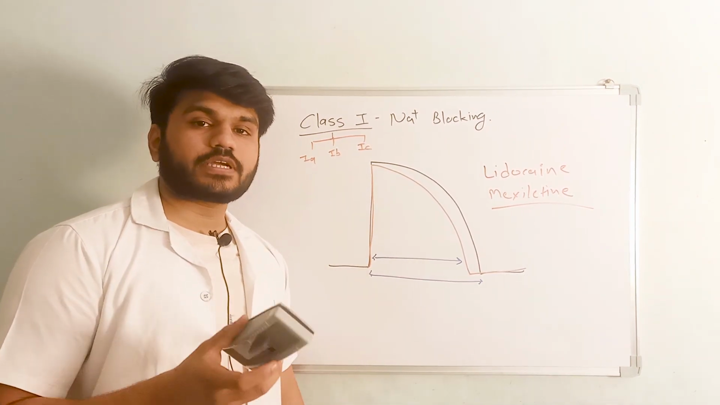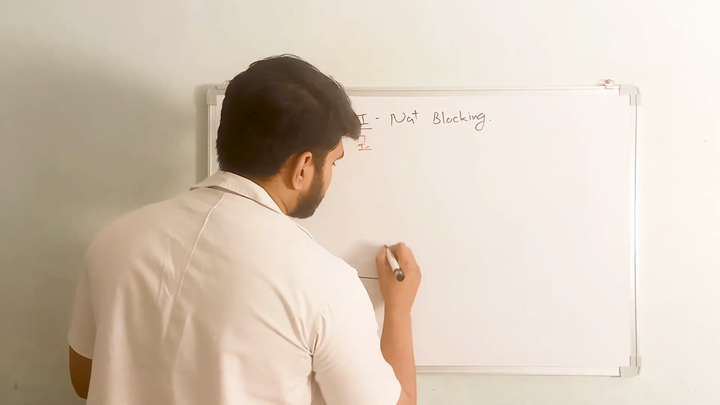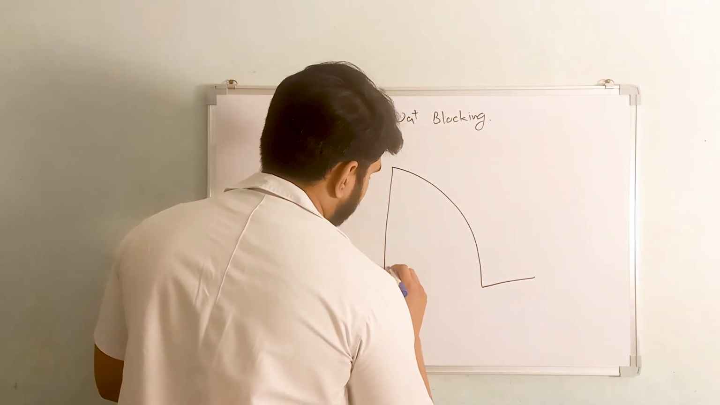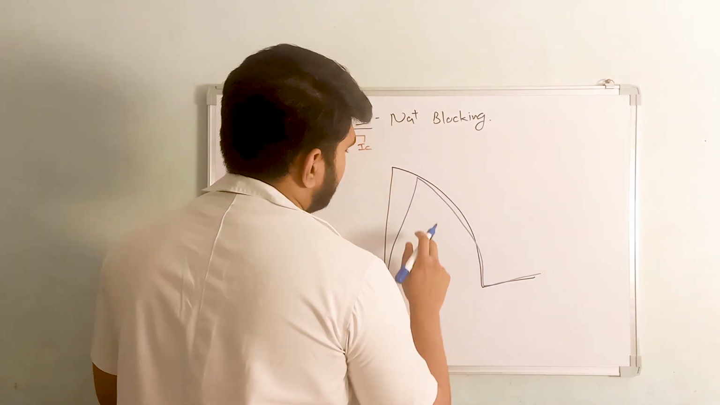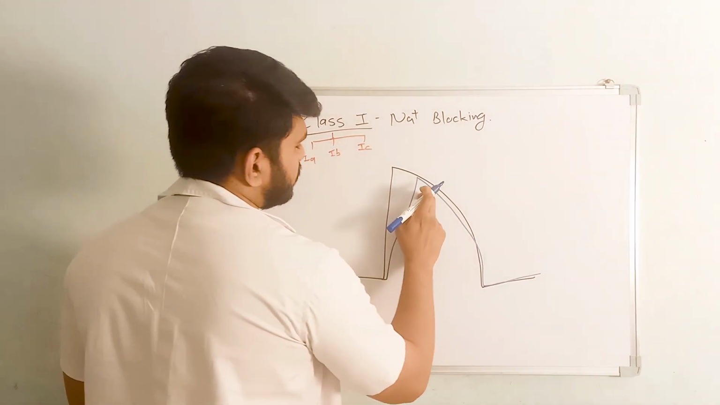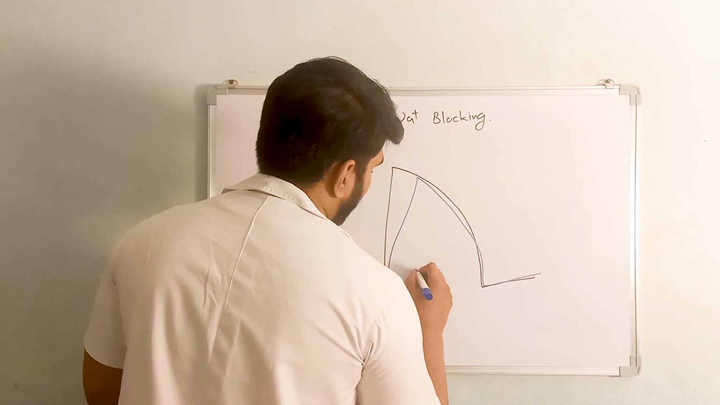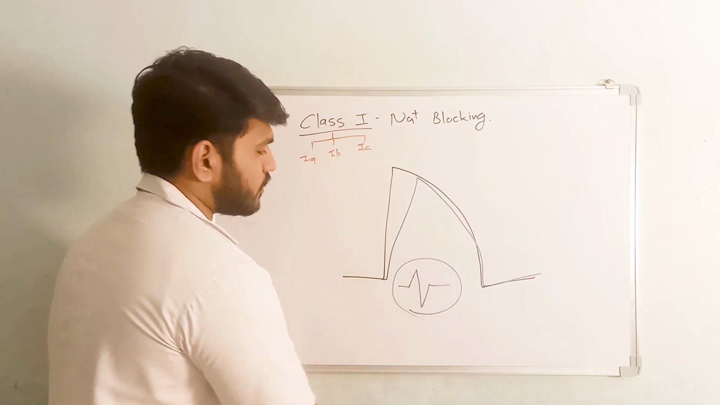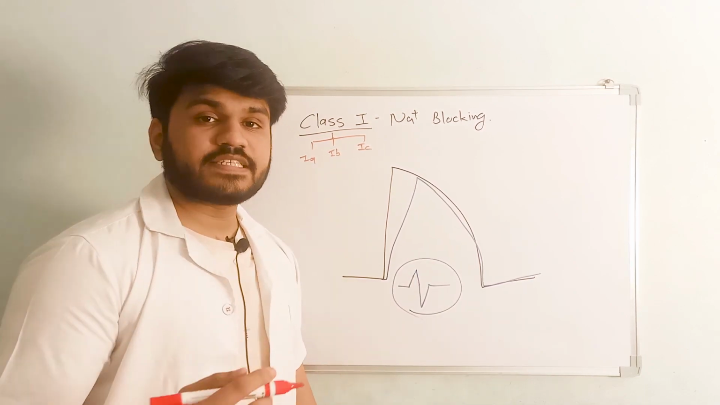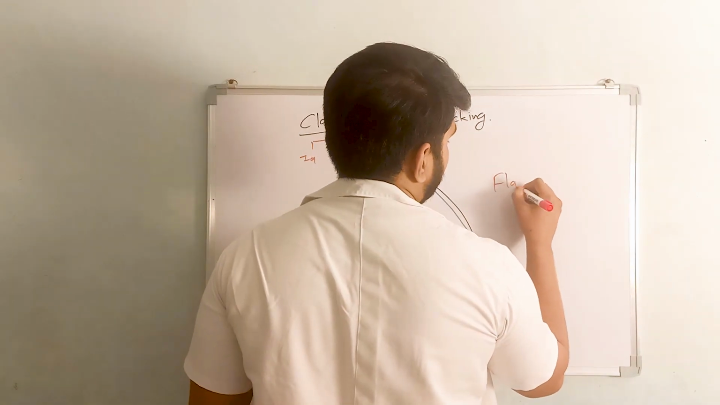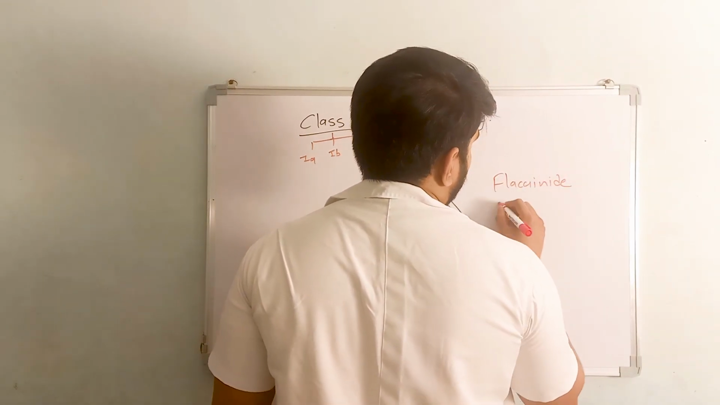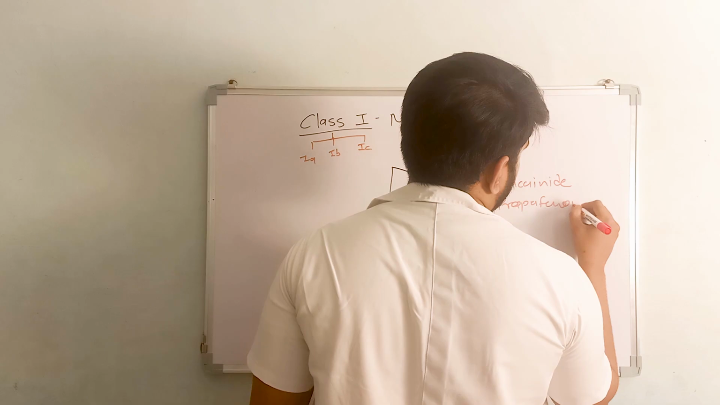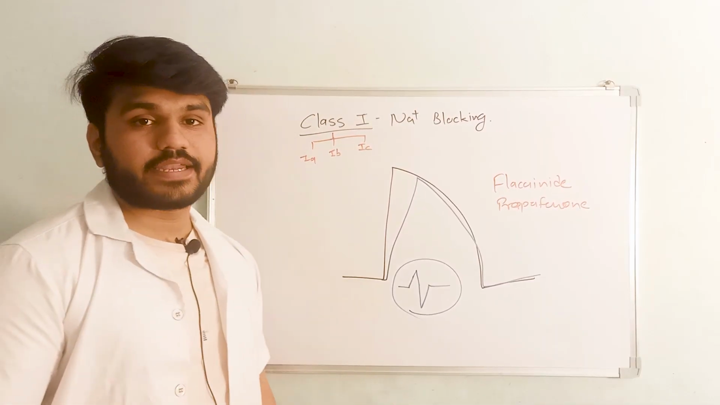Now we are going to move forward with class 1C. We are going to draw our rough chart first. Class 1C will shift this graph like this. It will not affect this phase, it will affect this phase more. In this we will have a wider QRS complex. Class 1C markedly widens the QRS complex. The classical examples of 1C are flecainide and propafenone. So this concludes our first class of antiarrhythmic drugs.